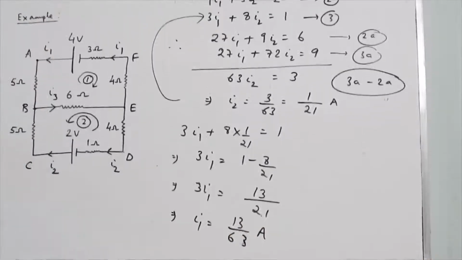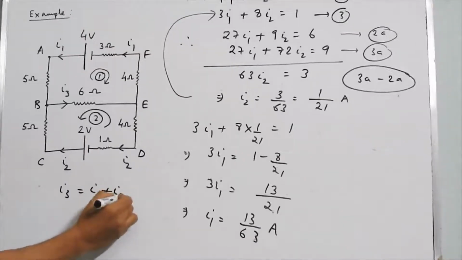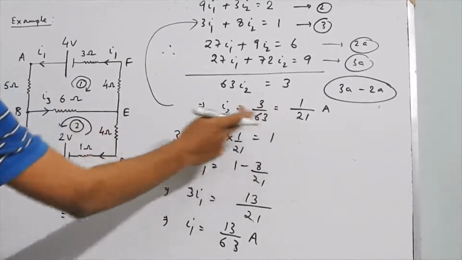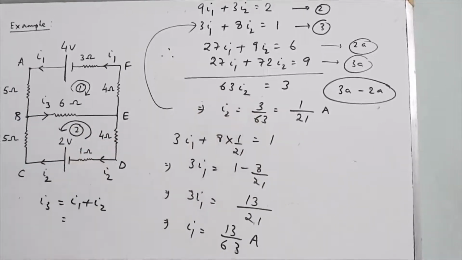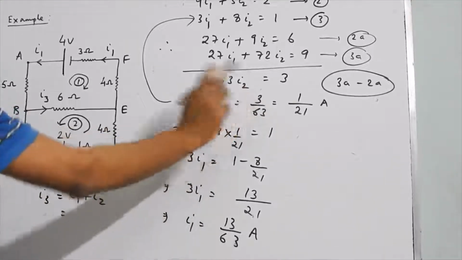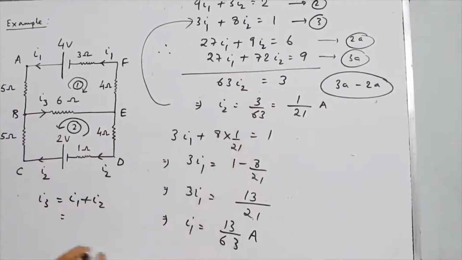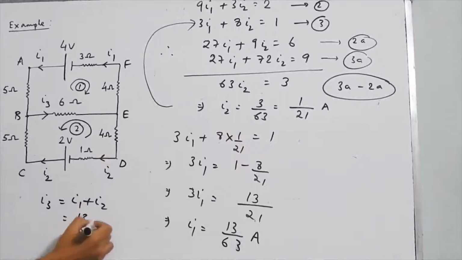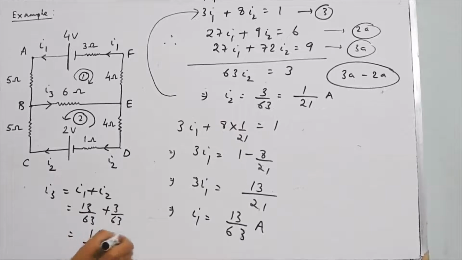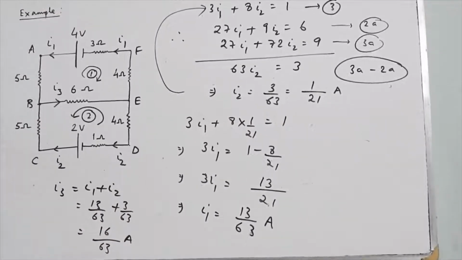So therefore, you can now find I3, which is I3 is equal to I1 plus I2. You can now see that I2 is 1 by 21, which we can also write 3 by 63, and I1 is 13 by 63. So if we add them, that is 13 by 63 plus 3 by 63, this will become 16 by 63 ampere. 16 by 63 is approximately 0.25 ampere.